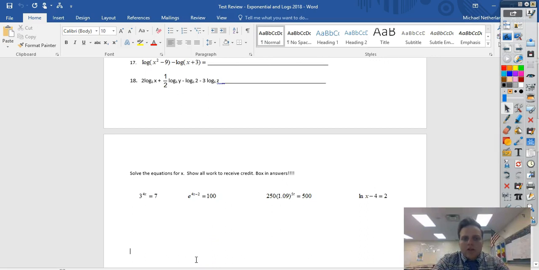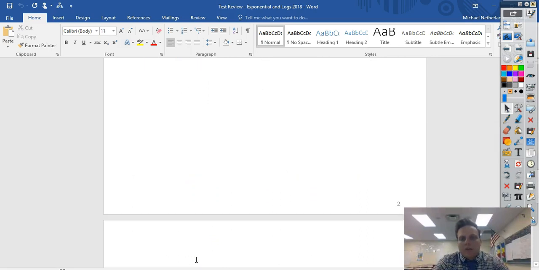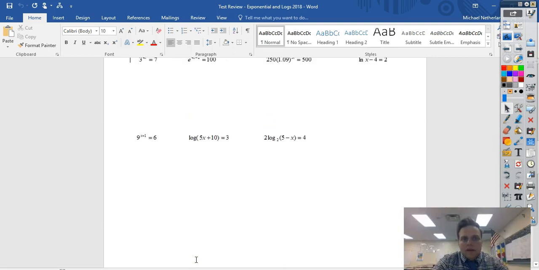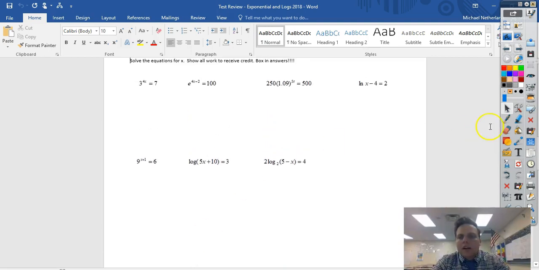Alright, solve the equations for x, show all work to receive credit, box answers. Okay. It's not a big deal if you box answers. This is a review. Alright. So first off, this is an exponential. We want to change it to log in order to solve for x. First thing I have to do is get the base by itself. My base is 3. It's already by itself. So I can start off by saying log base 3 of 7 equals 4x.